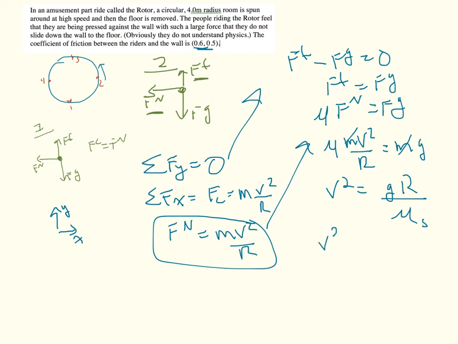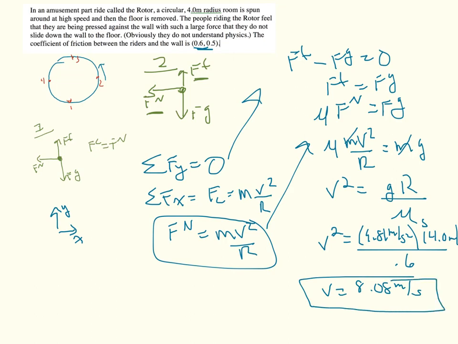And so we find then that v squared is equal to 9.81 meters per second squared times r, which should be the radius of the amusement park ride, which we are told is 4 meters, divided by the mu we want to use, which is 0.6. I know that's the static one because it's bigger, and I know that the kinetic friction must be less than or equal to the coefficient of static friction. So then I plug that into my calculator, and I get that the velocity this thing has to be moving at is 8.08 meters per second.